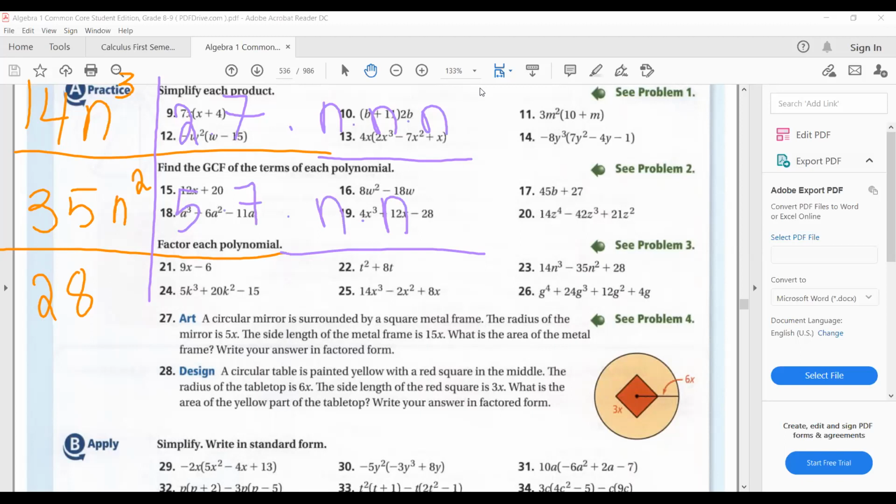Now, the third one. Jude. 28 is 4 multiplied by 7. Okay, but I want to write 4 as a prime, not keep it as 4. 2 multiplied by 2 multiplied by 7. Okay, thank you.